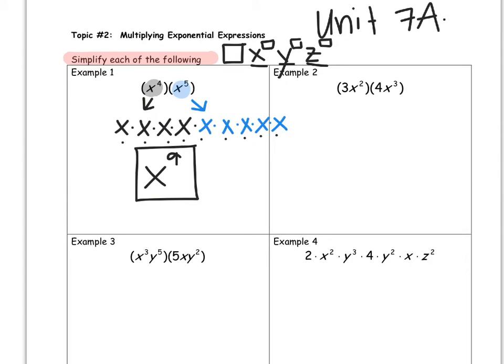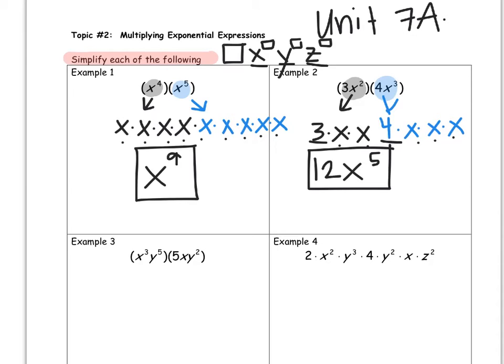Alright, the next one, I have 3x squared. So 3x squared is really 3 times x times x. And I'm going to multiply that by 4x cubed, which is 4 times x times x times x. And now I'm going to be really careful here because I have some bases with no exponent that are numbers. These are the coefficients. So I'm going to do 3 times 4, that's 12. And then I'm going to count all my x's. 1, 2, 3, 4, 5. I get x to the fifth.